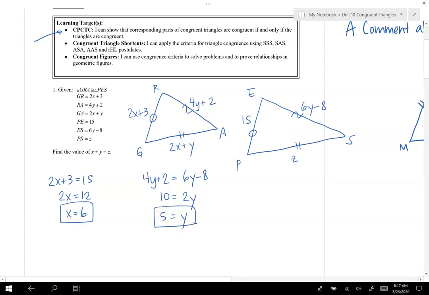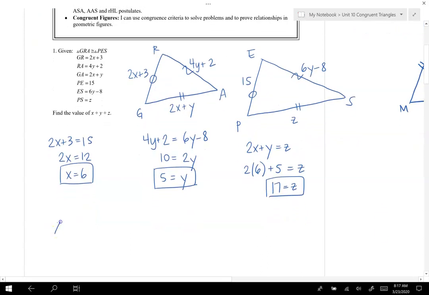And then for my last set, 2x plus y equals z. So if I substitute 6 for x and 5 for y, that gives me z. So 12 plus 5 is 17. That's my z. So x plus y plus z equals 6 plus 5 plus 17, which is 28. So if you got 28, nice job.